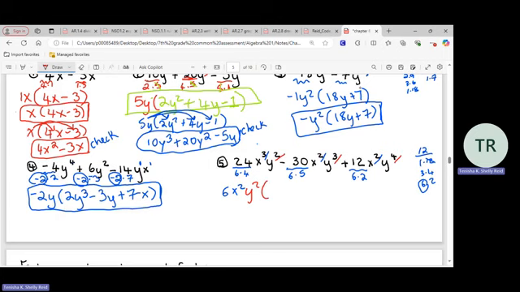Now for the leftovers. 24 divided by 6 is 4, so 4 is left over. x^3 divided by x^2 is x^1, so just x. y^2 divided by y^2, no more y's. Minus sign. 30 divided by 6 is 5. x squared divided by x squared is no more x's. y^3 divided by y^2 is y. Plus 12 divided by 6 is 2. x squared divided by x squared, there's no more x's. And y^4 divided by y^2 is going to give me y^2.